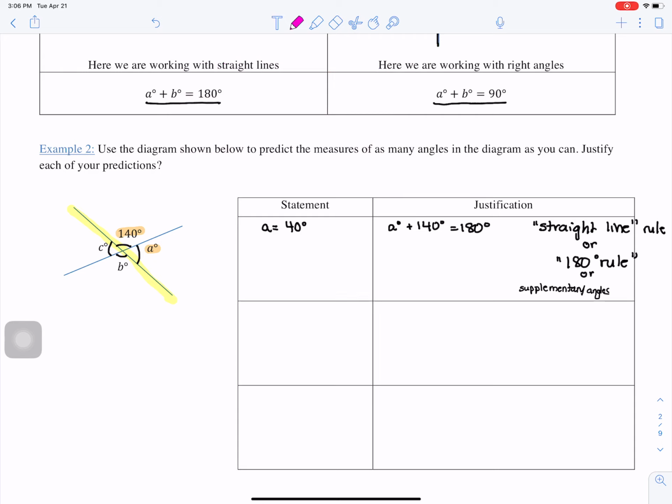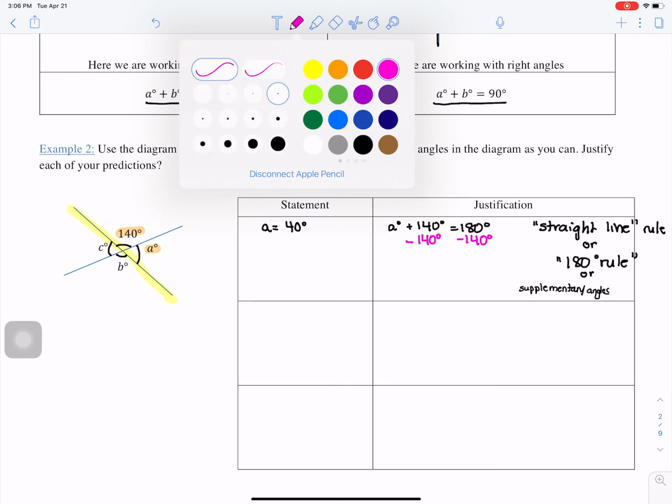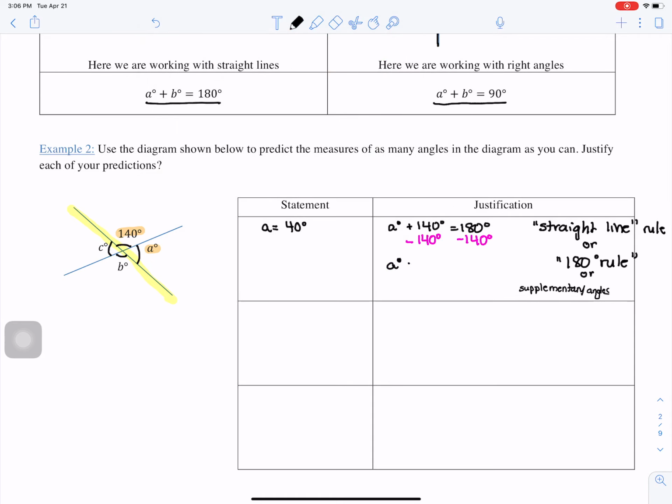Okay, in this example I want to isolate for A, so I'm going to subtract 140 degrees from both sides. So A degrees equals 180 minus 140 degrees, which gives me 40 degrees. So my statement is that A is 40 degrees, and then the justification is just the work I do to show why that is 40 degrees. Now in my diagram of that X, I'm going to write that A, which was the right-hand angle that was formed, is 40 degrees.